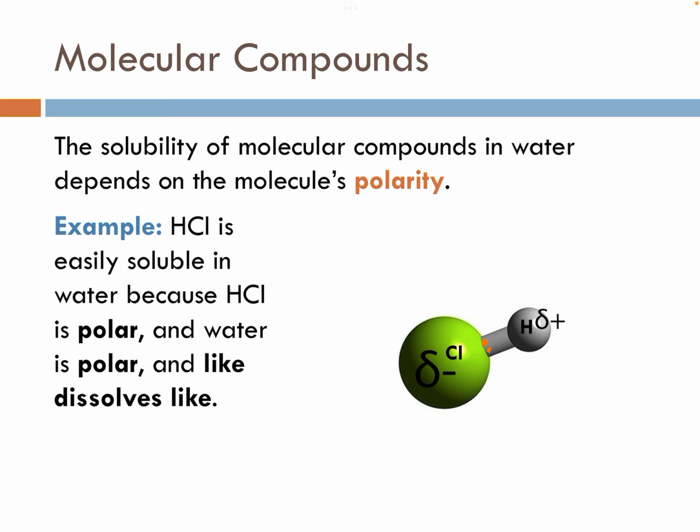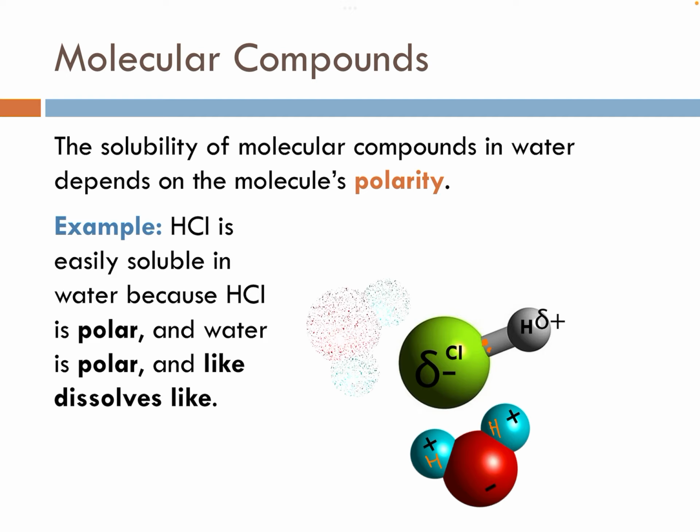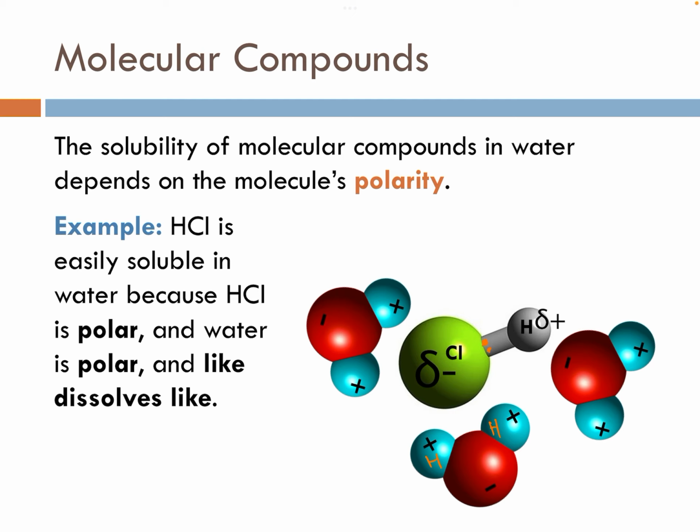So if water comes in and sees this polar molecule, all of the positive ends of the water, so that's the hydrogen ends, they'll come in close to the negative chlorine end of the hydrochloric acid. So here's all our water molecules coming in. Then we've got the negative oxygen end, it's going to come in close to the positive hydrogen end of hydrochloric acid. And so that's how this polar molecule of HCl is getting dissolved in the polar molecule of water. So like dissolves like, polar water is dissolving polar HCl.